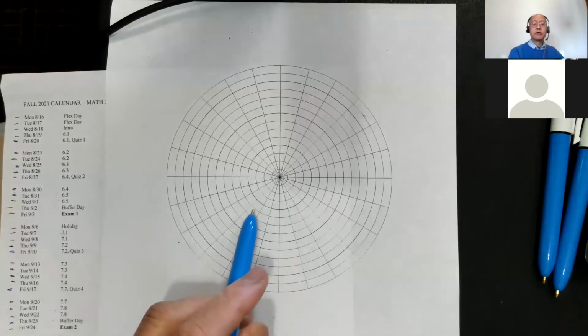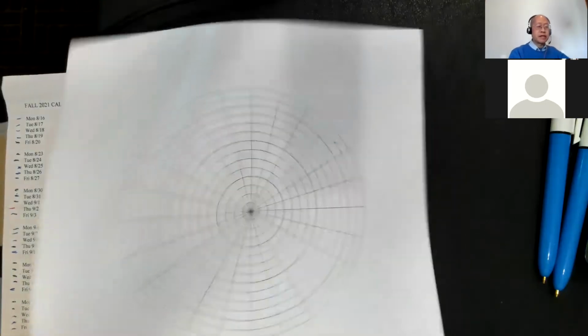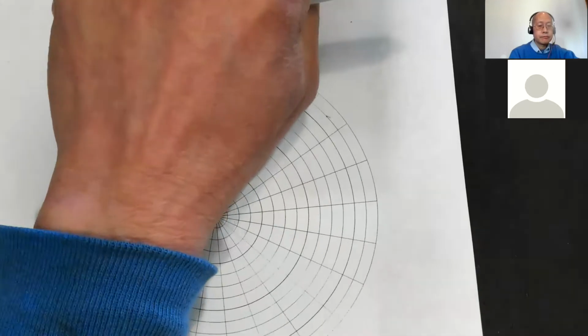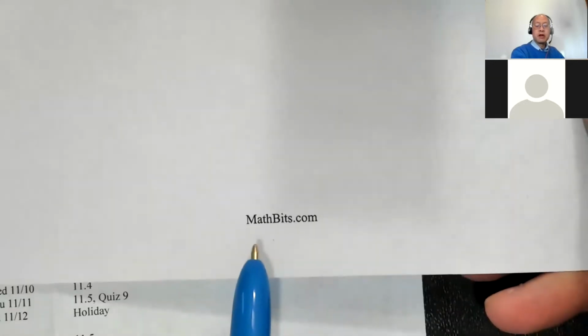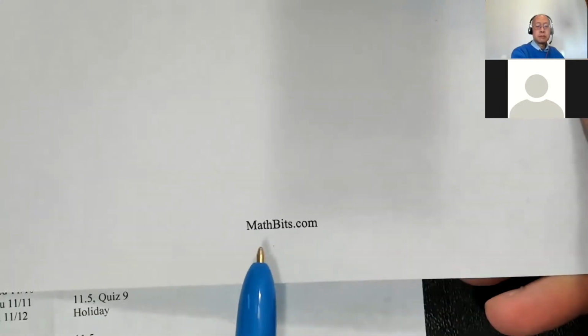Okay, so look for the URL. You can find it under mathbits.com. Let me get this thing focused here. Mathbits.com.